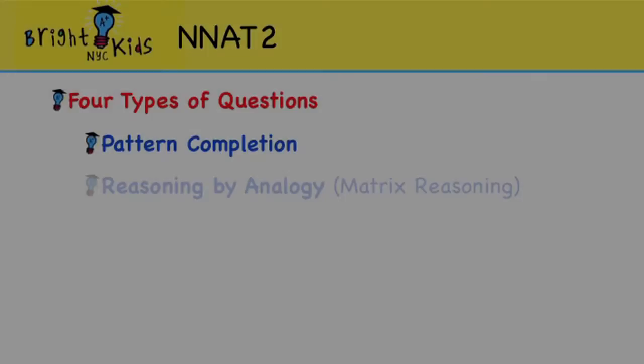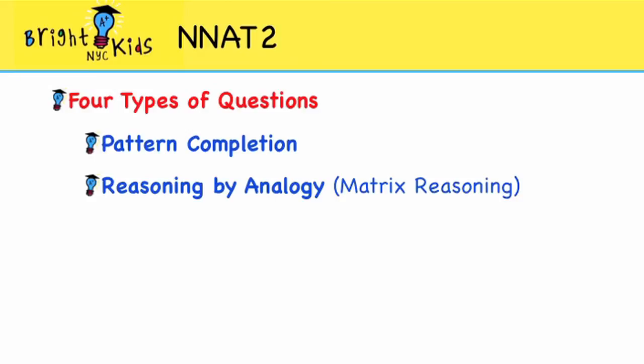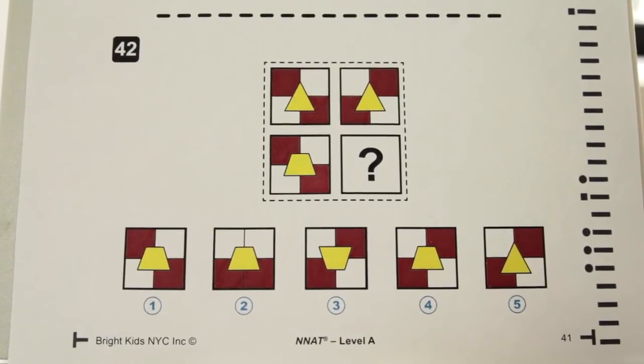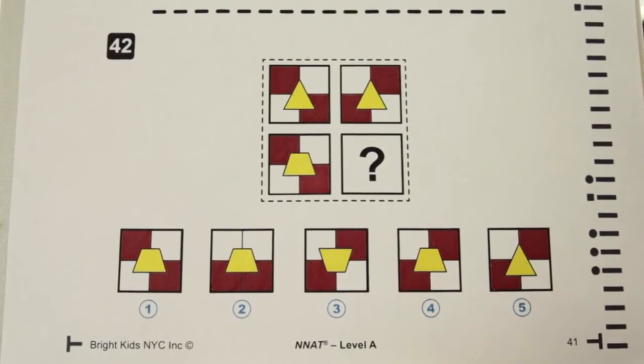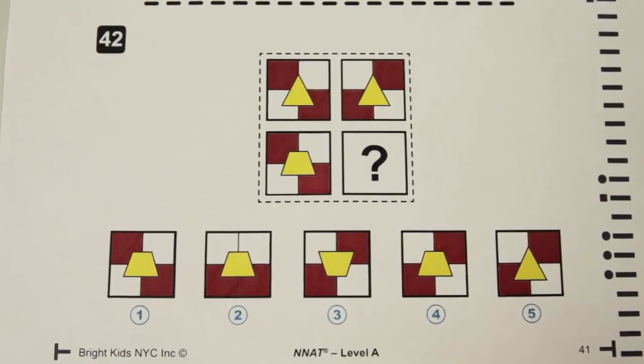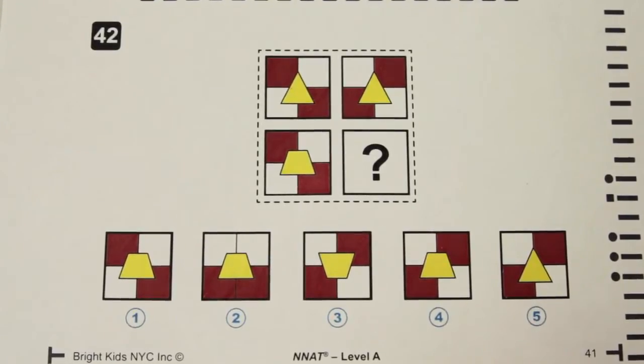The second type of question is called reasoning by analogy, or in more common terms, matrix reasoning. This is where children are seeing geometric figures that change shape, color, or size, and then they must find out what's changing and apply that rule to find out what's missing in the empty boxes.